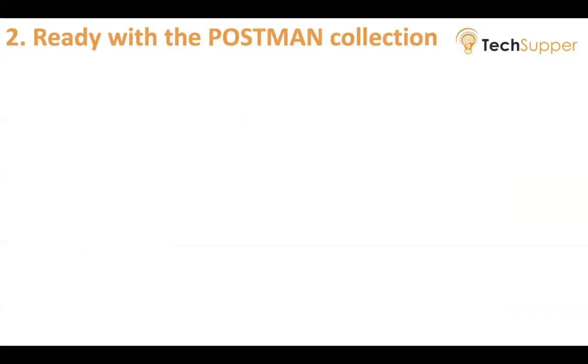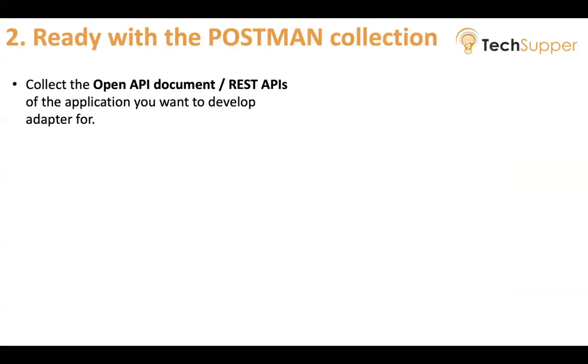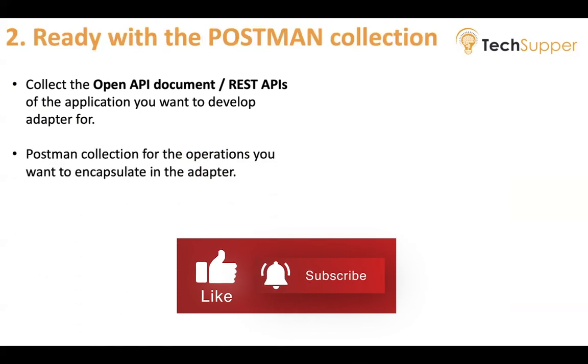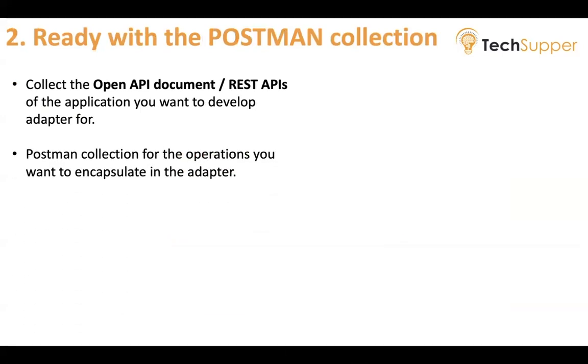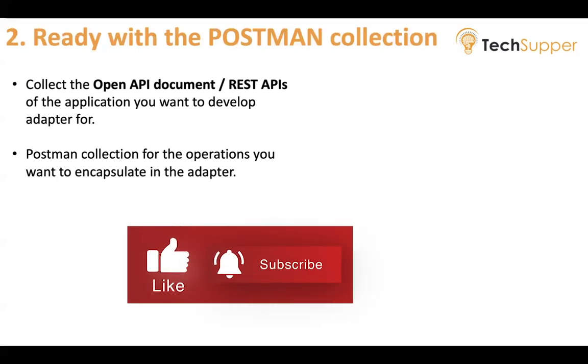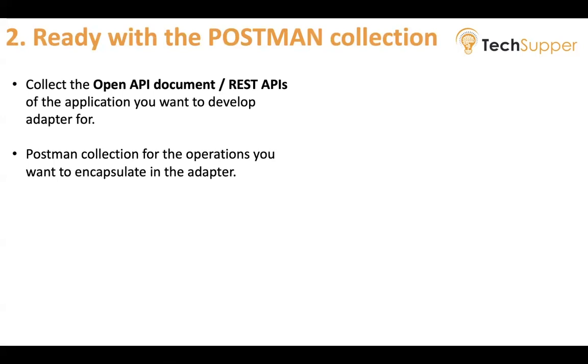The second step is very important. For whatever application you are using, make sure you have the OpenAPI document and REST API of the application for which you want to develop the adapter. Then call those APIs in Postman and make sure you have that Postman collection ready for the operations you want to encapsulate in the adapter. For example, you are trying to create an adapter for the supplier functionality of your custom ERP application. So make sure you have a Postman collection of all the operations like create, update, delete.